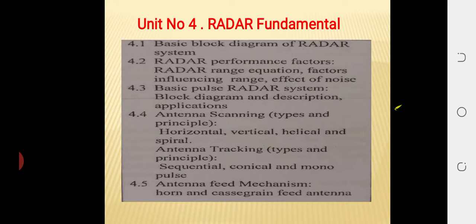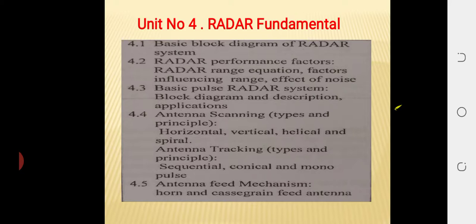So with the help of the radar we can also track the target. For tracking, there are various methods like sequential, conical, as well as monopulse that we are going to study. Again, antenna feed mechanism, that is horn and Cassegrain feed antenna, we are going to study in unit number 4. This unit number 4 carries 12 marks.